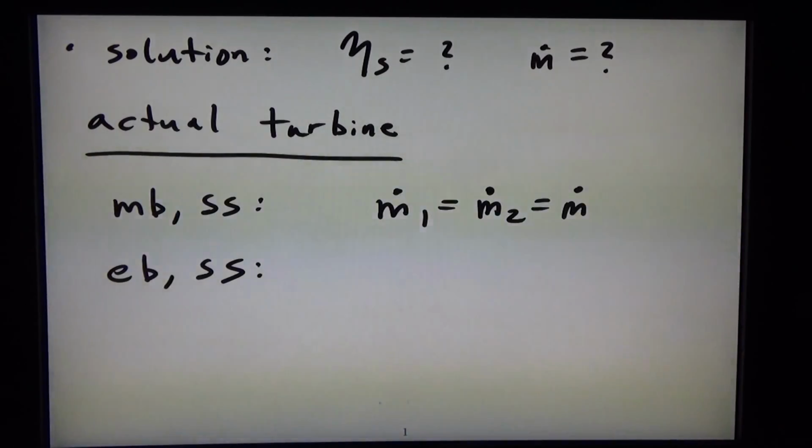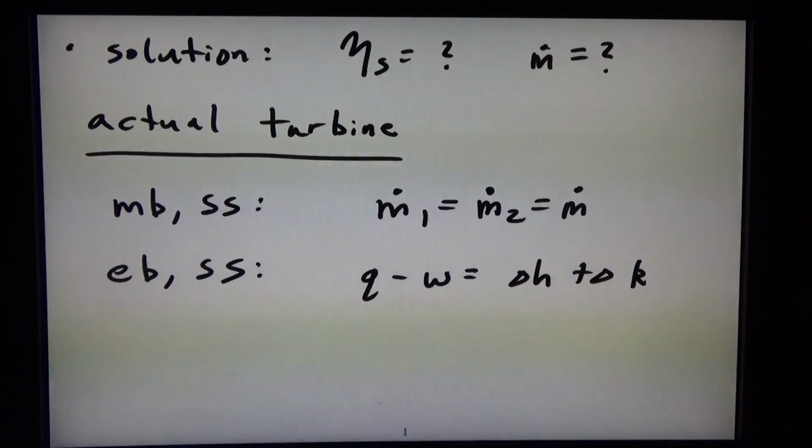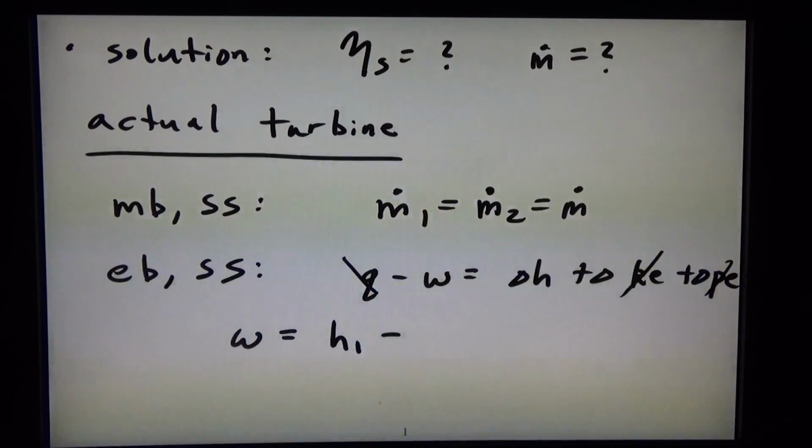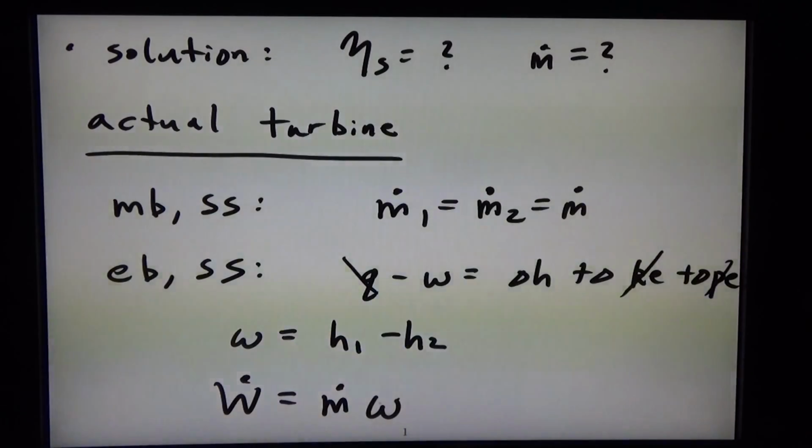For the energy balance, we can write the energy balance and then cancel off the negligible terms from the conditions, kinetic and potential energy, and heat transfer. So we get the work is H1 minus H2. So to find the work per unit mass for the actual device, we need H1 and H2. Also, we know for the turbine, the power output is equal to the mass flow rate times the work per unit mass. We're given the power, so we can use this equation to solve for the mass flow rate.